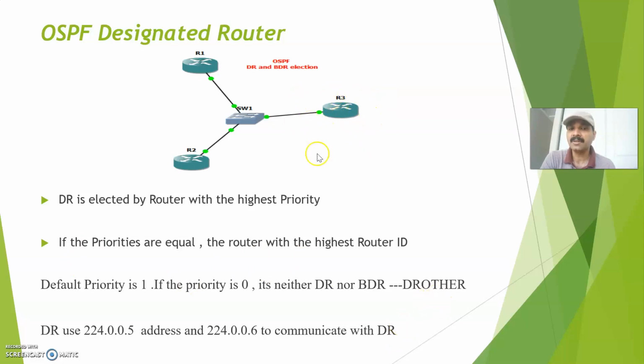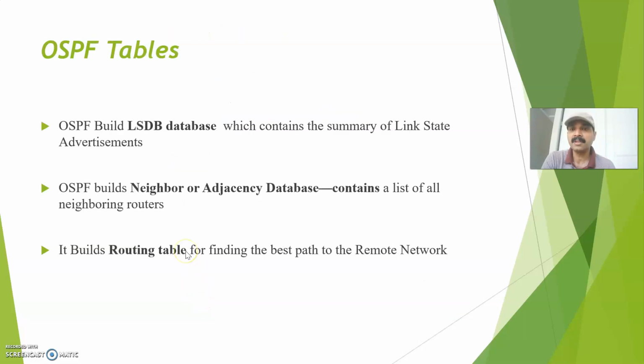So that is the reason we call this a DR other. So one will be elected as a DR, BDR, and DR other. DR uses 224.0.0.5 to notify any changes. So if any link goes down, the DR router will notify the other routers with the multicast address 224.0.0.5. Once a router receives the change, it will update the DR using the multicast address 224.0.0.6. So these are the key points you have to keep in mind about the OSPF designated router.